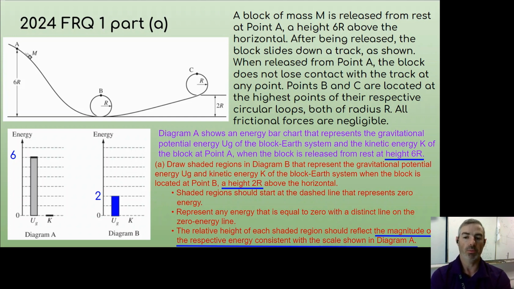It also told us in the problem that all friction forces are negligible. If friction is negligible, that means energy is conserved. If energy is conserved, we started with a total height of 6, so we have to end with a total height of 6. If we have 2 for UG, the remaining amount of energy has to be kinetic energy, and we're going to draw that at a height of 4. So here's our energy bar chart showing conservation of energy. Since there's no frictional forces, there's no work done to take energy out or transfer energy in. So the total height for the mechanical energy is 6 in both situations.